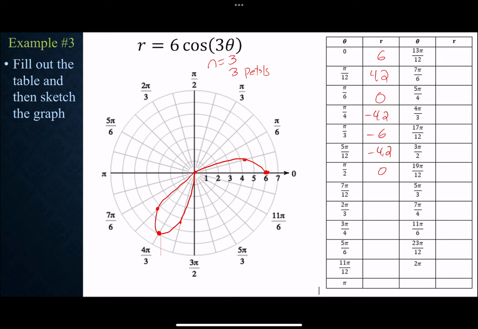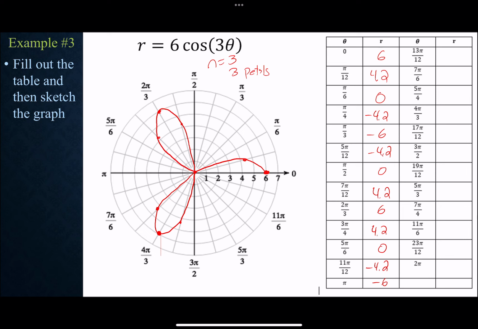At 7 pi over 12, looking at this one, we now have positive 4.2. And you're going to notice it's just repeating between 4.2 and 6 back to 0, and then obviously on the negative side, once you go through your positive relationships. So then that's negative 6 right there. So we have 7 pi over 12 is going to be 4.2. So 1, 2, 3, 4. So right about there. 2 pi over 3, it's 6. 3 pi over 4, it's back to 4.2, and then back to 0. So there's that petal.